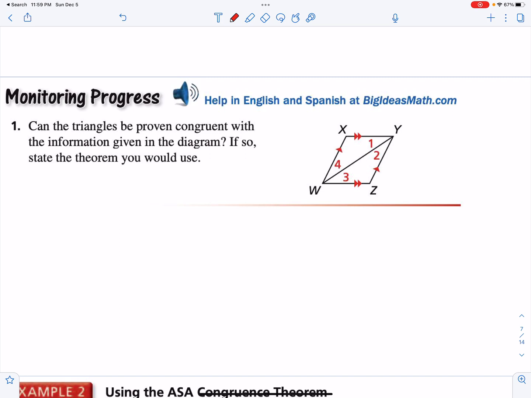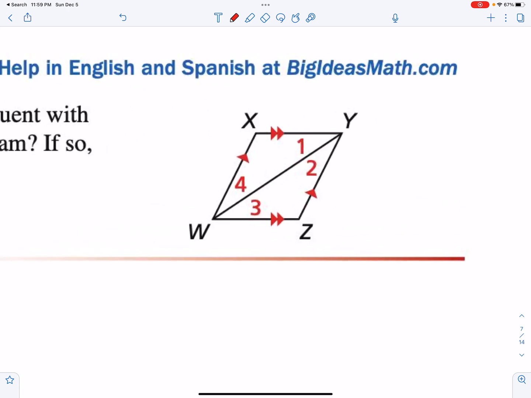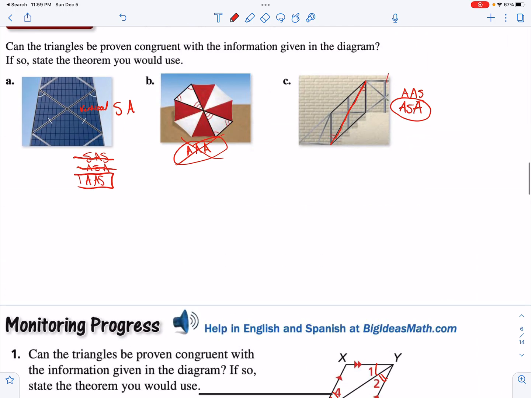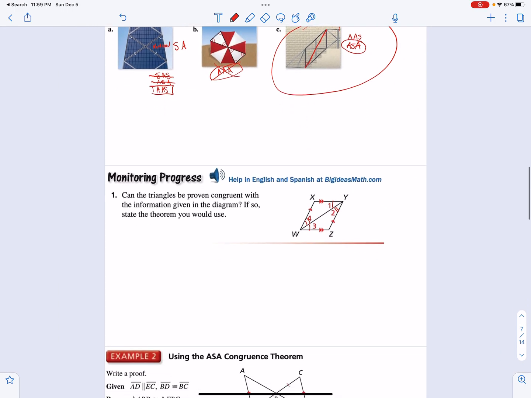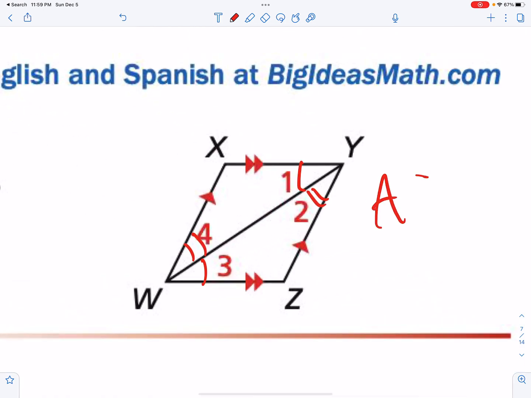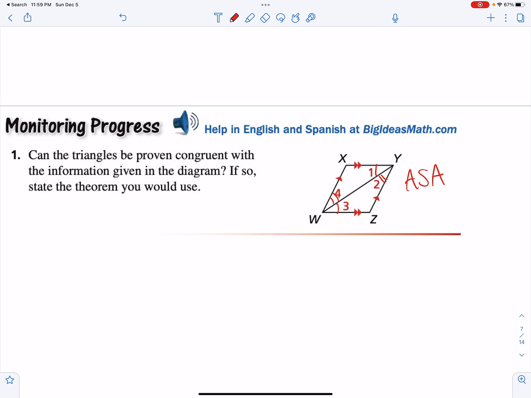So can you prove that these two triangles are congruent? It says here that all these lines are parallel, opposite one another. What we need to know is, do we have enough information to prove those two triangles congruent? Because I have parallel lines, I know that 1 and 3 are congruent by alternate interior angles. I also know, because those outside lines are parallel, that 2 and 4 are congruent. So this literally looks just like this image right here, and it has to be the same thing. We are using angle, side, angle. So yes, those can be proved congruent using angle, side, angle.